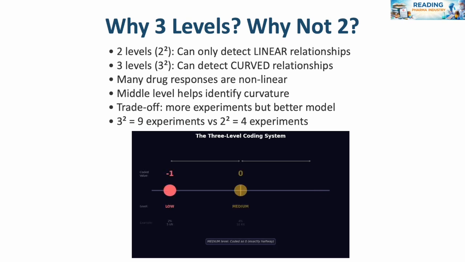So with the three levels, low, medium, and high, you can detect this curvature. The middle point tells you whether this relationship is straight or there is some kind of curvature. Although that means more experiments, basically 9 instead of 4, the extra information is invaluable here. So you get a much more accurate model for your system.